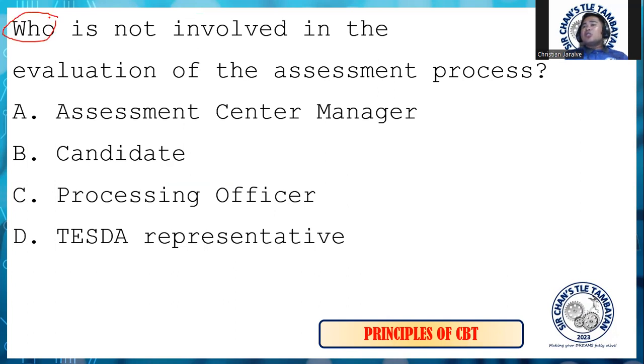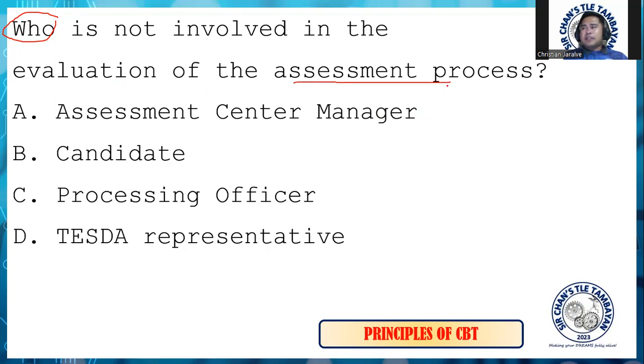Who is not involved in the evaluation of the assessment process? Sino ang hindi kasali sa evaluation process natin dito? Is it letter A, assessment center manager? Napakahalaga po ni manager. Kasi kapag walang manager po, hindi po ma-sign ang inyong letters or inyong documents. Okay, very good. Sabi dito ng isa, letter A, assessment center manager, hindi po siya pwede. Dapat po, kasali po siya doon sa evaluation of the assessment process.